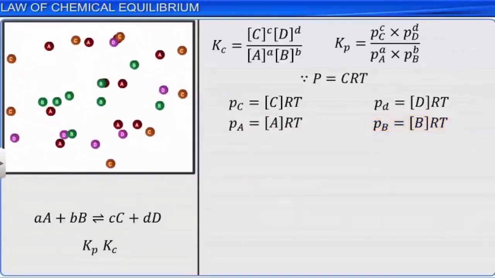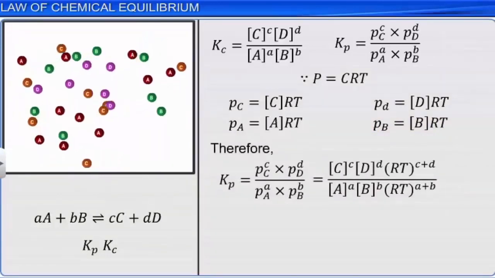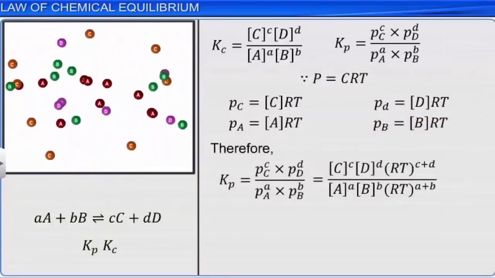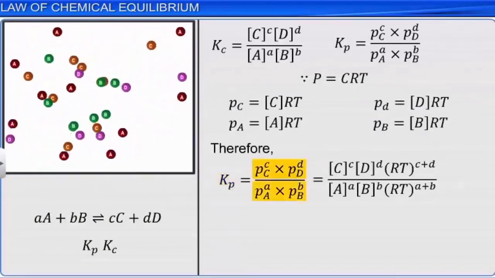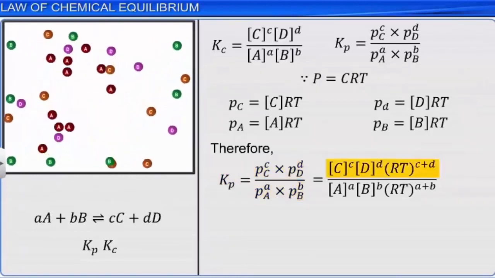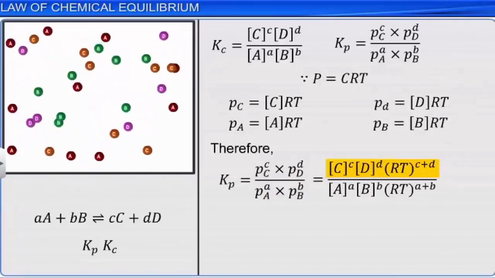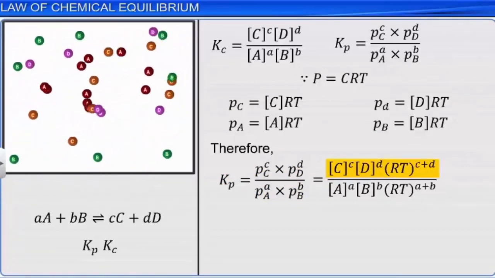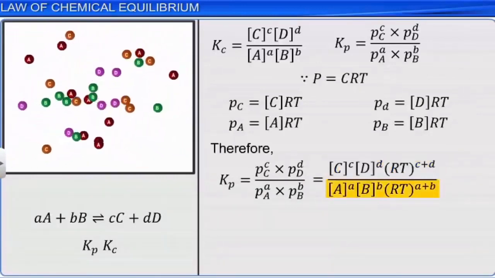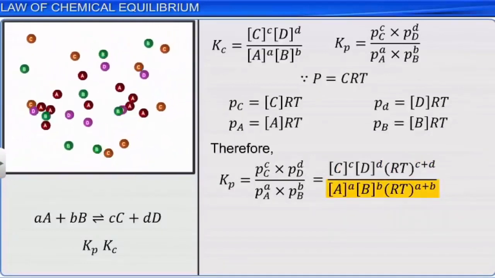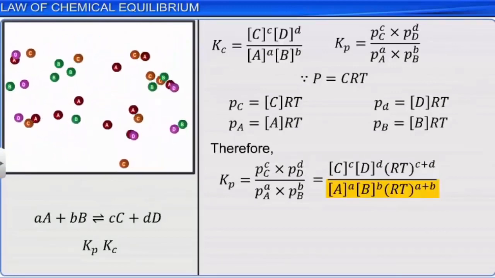Therefore, the equilibrium constant Kp is equal to the product of the concentration of the products C raised to the power of c, the concentration of D raised to the power of d multiplied by the product of R and T raised to the power of c plus d, divided by the product of the concentrations of the reactants A raised to the power of a and B raised to the power of b multiplied by the product of R and T raised to the power of a plus b.